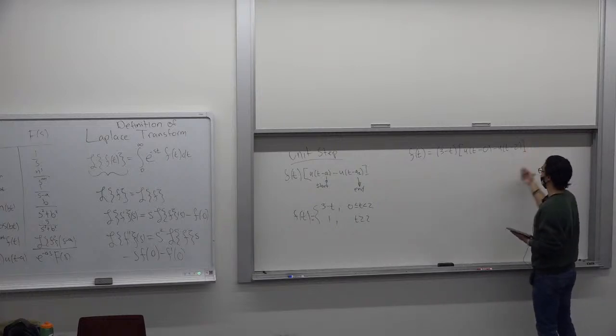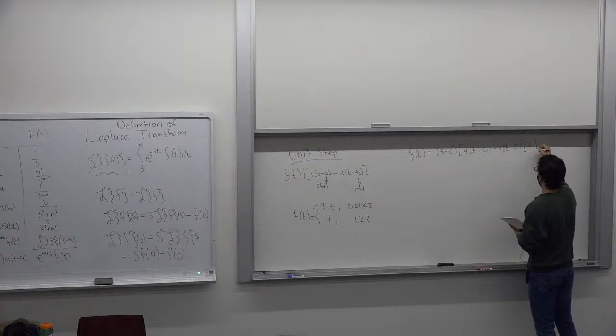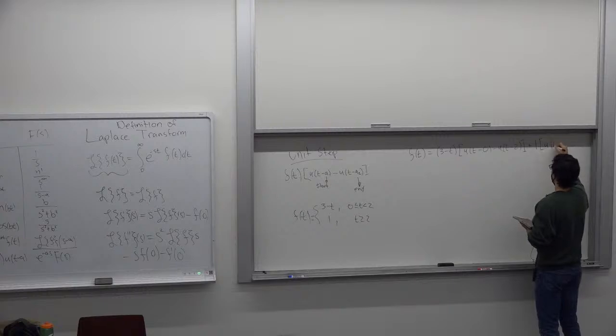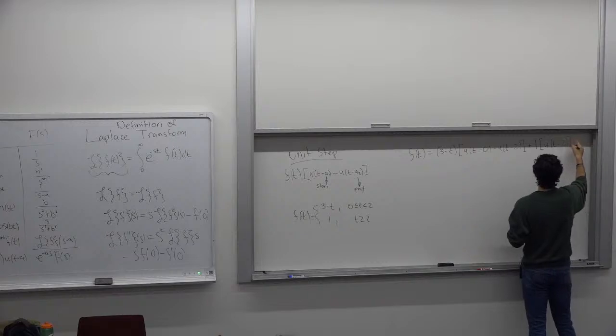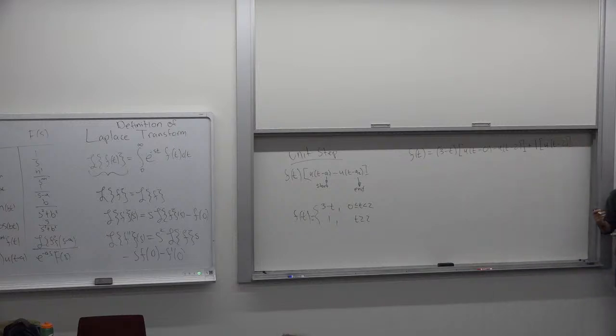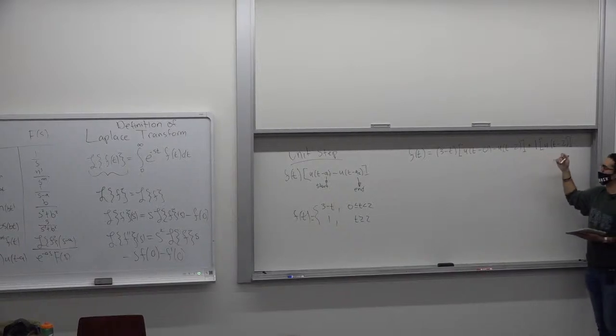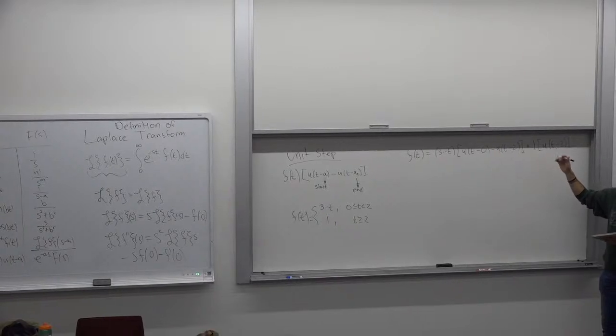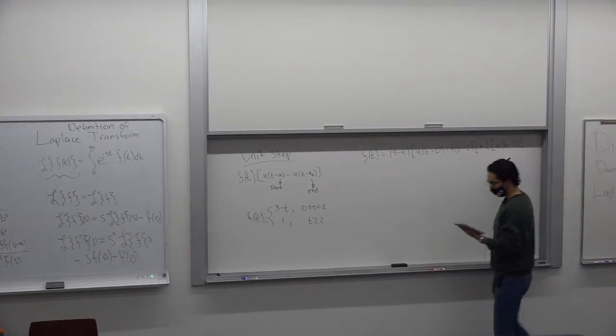Then we're going to have our second function, which is just 1. So plus f of t, which is 1, times u of t minus 2, and then it just goes to infinity, so we can just cut it off there. So this is our unit step. And then we can keep going. We can multiply everything out and factor some things out as well.